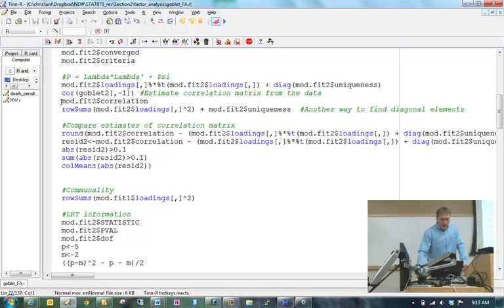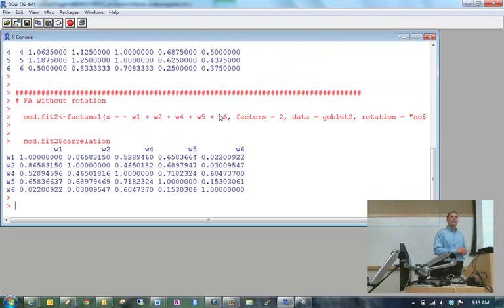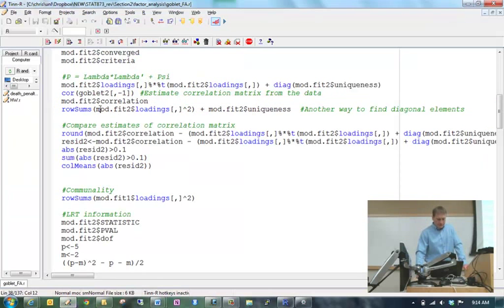So, first of all, how can we find then the estimated correlation matrix using the stuff that we learned with the data distributions and correlation section? Well, it happens to be given to us in the results from our factNL model. If we put the results in mod.fit2, we can extract the correlation component, and there's our estimated correlation matrix. So this is R.